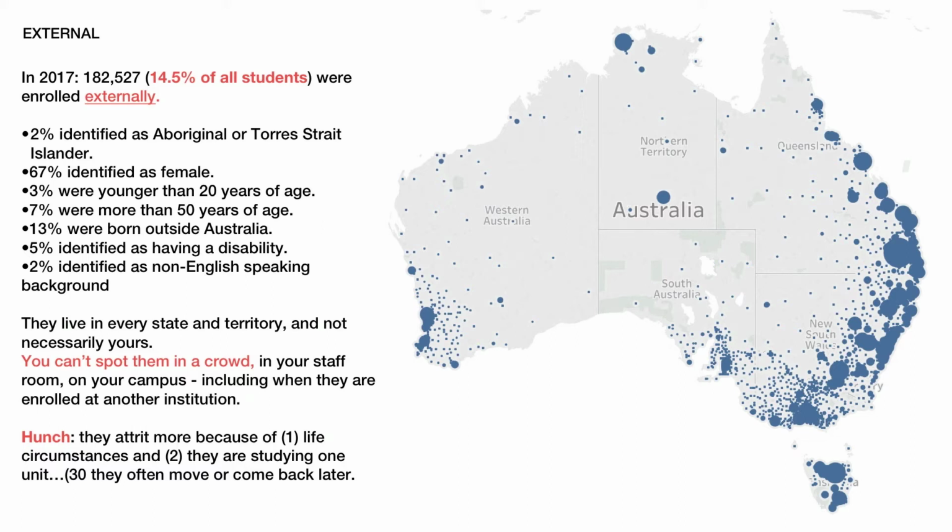This is 2017 data, and by my reckoning, 2% of them identified as Aboriginal and Torres Strait Islander. 67% of them in 2017 identified as female. 3% were younger than 20 years of age. So don't always assume, by the way, that they are a little older. They may not be. 7%, this gave me great encouragement, were more than 50 years of age. In fact, some were even older than that, older than 60. Wow. 13% said they were born outside Australia. 5% said they had a disability, and 2% identified themselves as having a non-English speaking background.